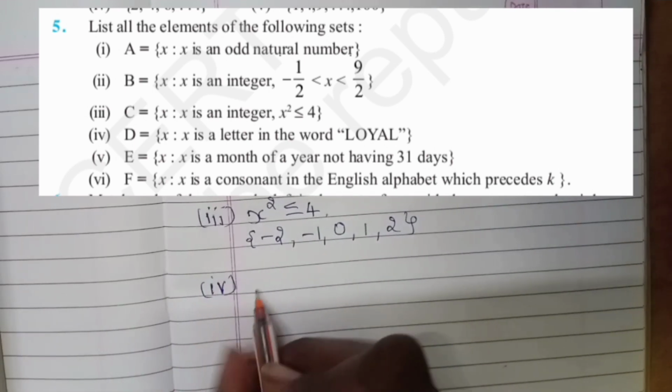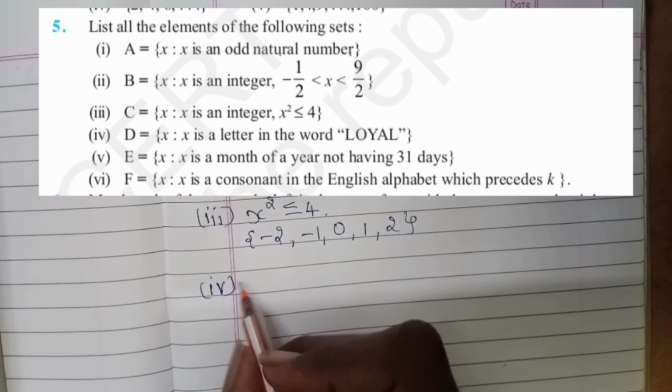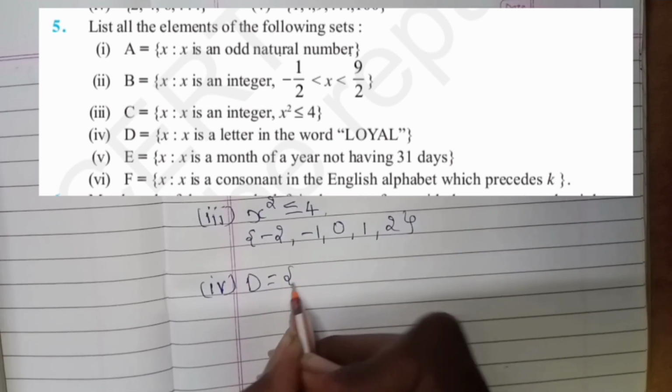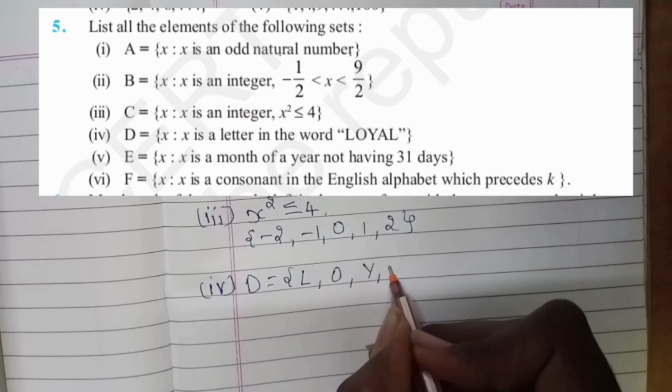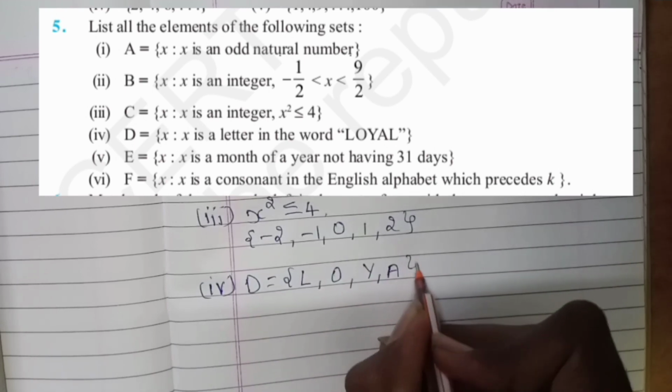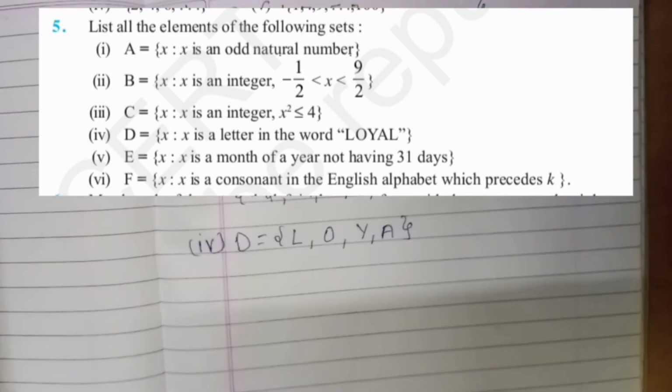Fourth one, D is equal to x such that x is a letter in the word loyal. Okay, we'll write the elements. D is equal to L, O, Y, A. We should not write L again. Write the reason in the comment section.